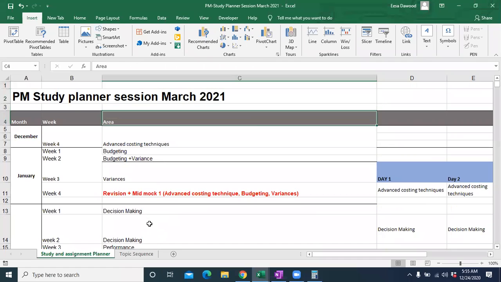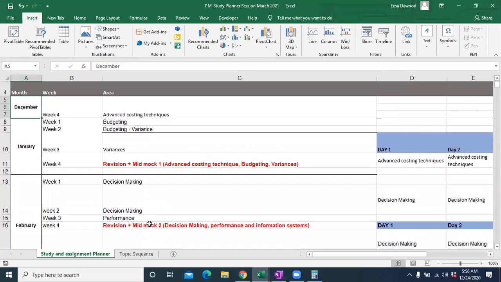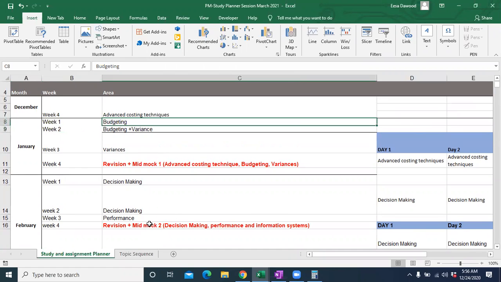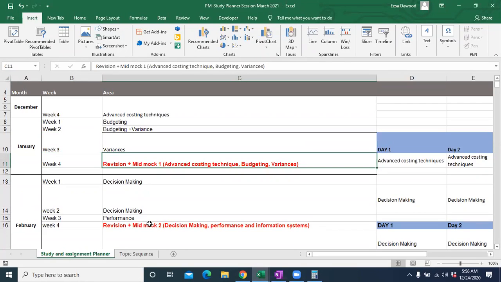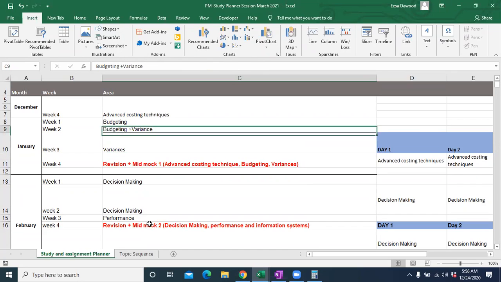I want to see improvements, because when I check the mock, there are only 4 or 5 days or a week left in the exam. You can't improve then, so you need to improve right from the start. So December, then January, 2 weeks for budgeting and variance, and after that there'll be revision sessions every Thursday, 3 p.m.